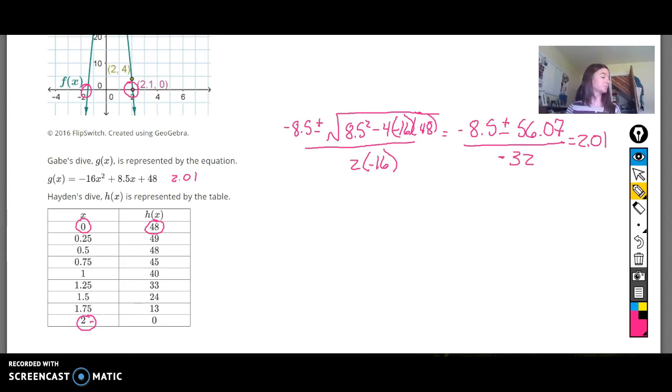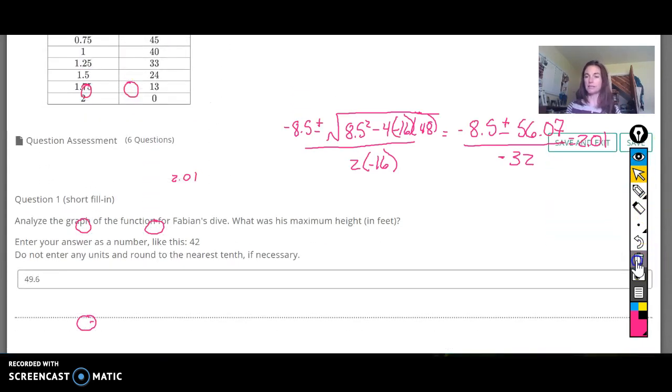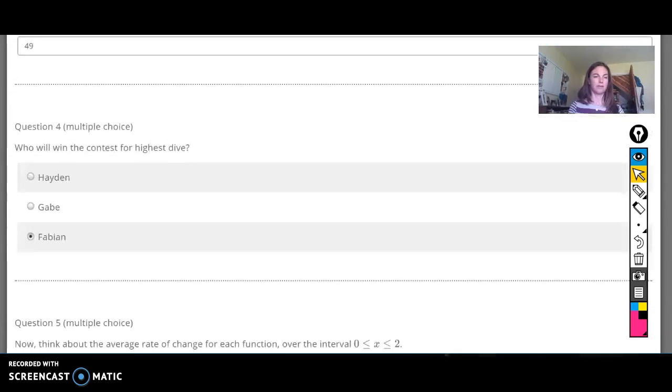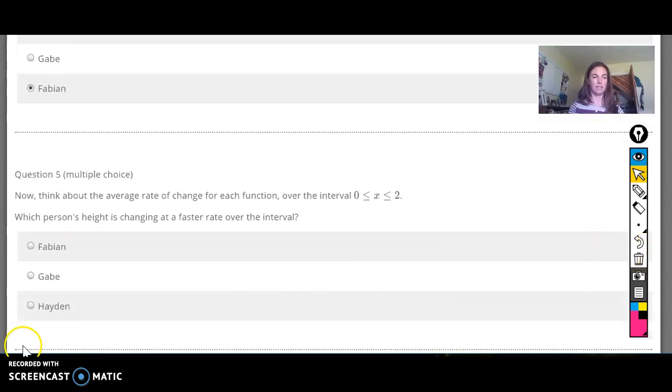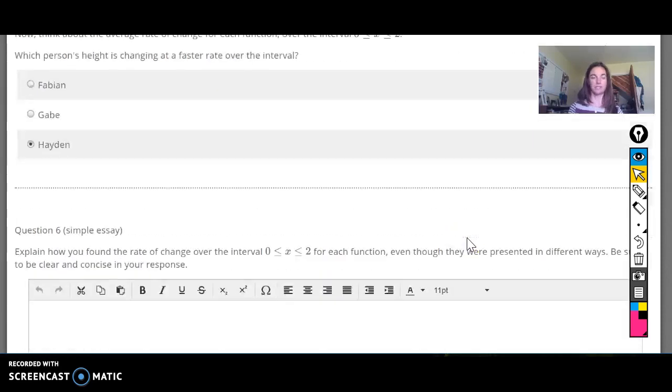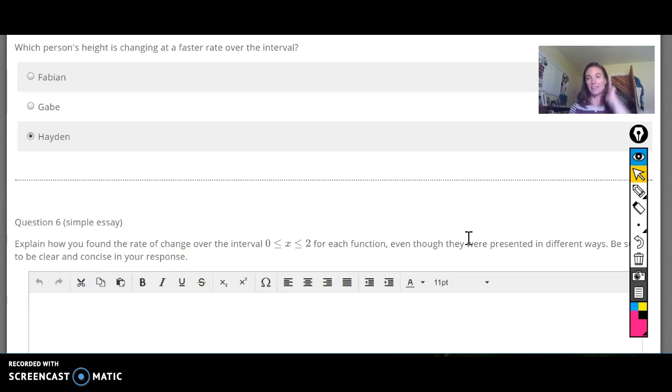So we can say that it took Hayden the least amount of time to hit the water. And that makes sense because he went up the least, so he had the least to come back down. So we can go ahead and say Hayden, his height is changing the fastest, his overall height, okay? And that's because he started at 48 and they're all going to 0, but it took him the least amount of time.